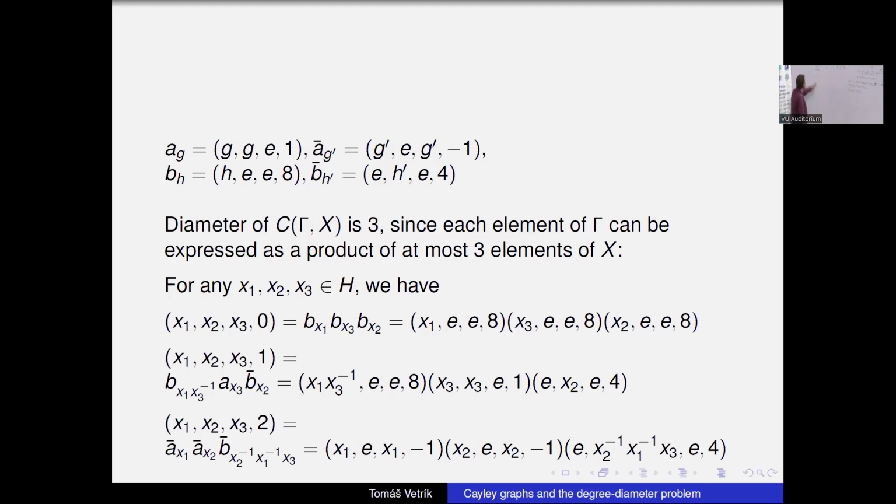So write the graph for Z9 and the edges. So it will be easy. You will have 9 vertices: 1, 2, 3, 4, 5, 6, 7, 8, 9. And let's do the notation: 0, 1, 2, 3, 4, 5, 6, 7, 8. And the edges: jumping by 1 and jumping by 3.